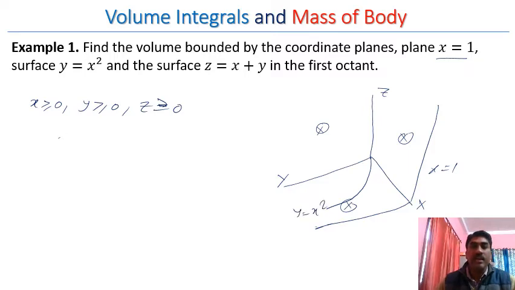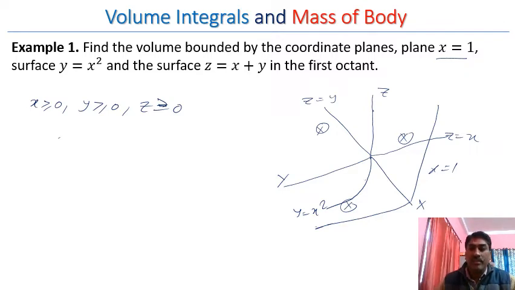And finally, z = x + y. Realize that if y = 0, meaning on the x-axis, then z = x. So on the x-axis, z = x will be a line of this form. And on the y-axis, x is 0, so z = y, and again there will be a line of this form. Actually, 3D shapes are not easy to understand.